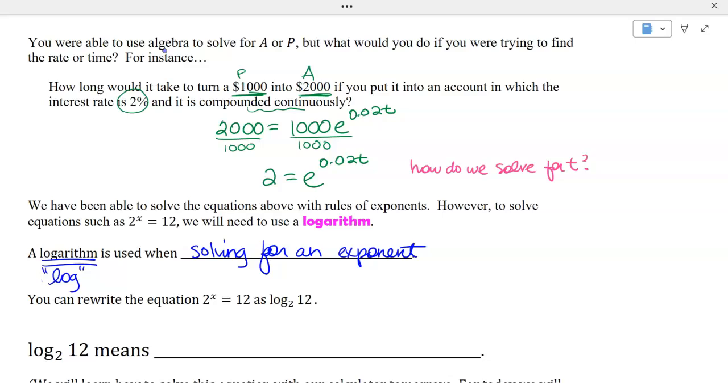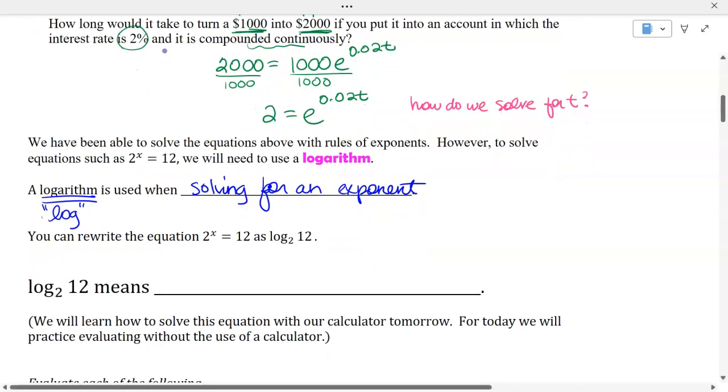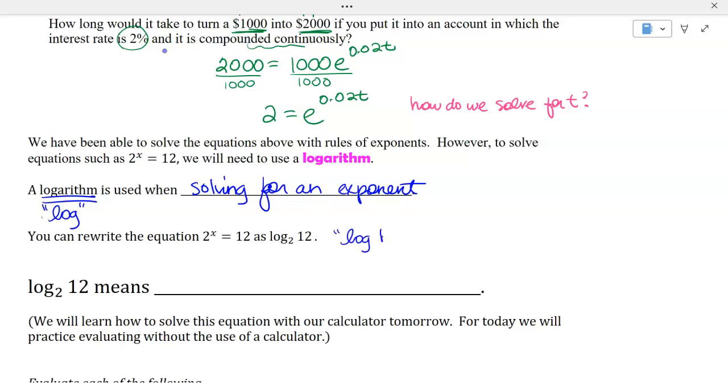So let's take this a step further. I want you to know that when we have this equation 2 to the x equals 12, we can write it as a log expression. And this is read as log base 2 of 12. It's really important that you get that wording down because it will help you as you go on. So this is log base 2 of 12.